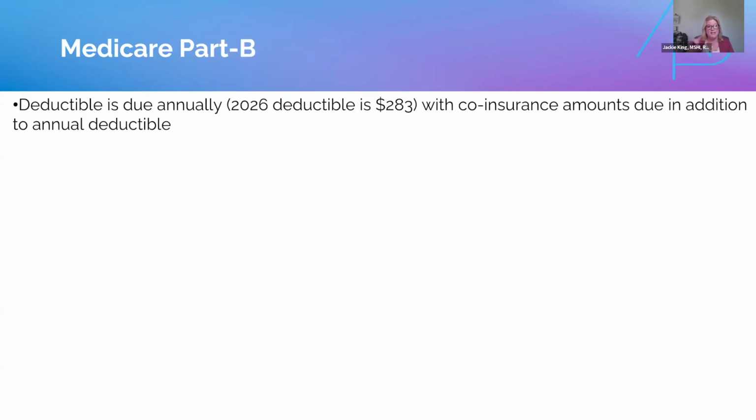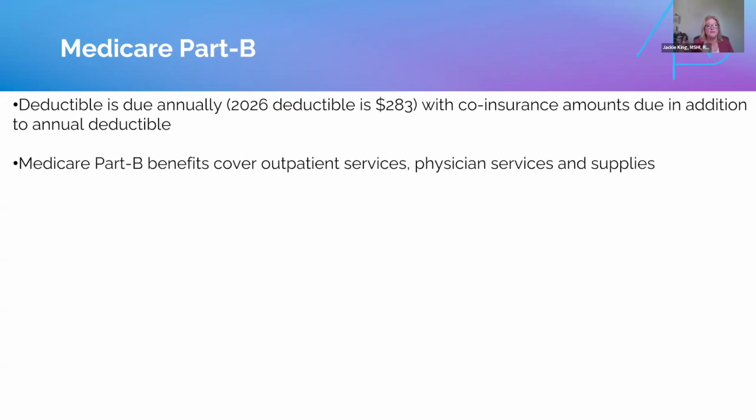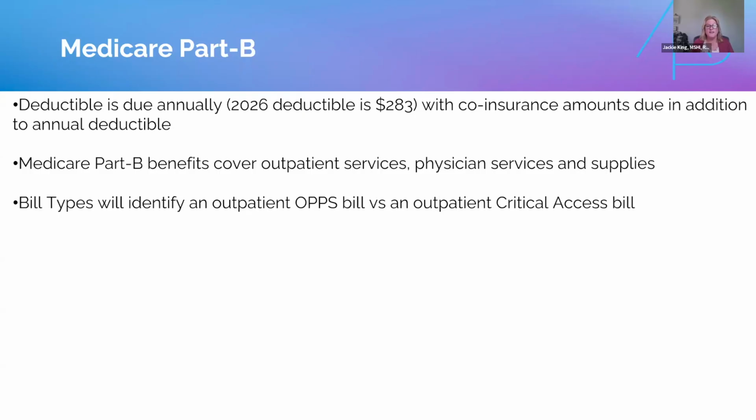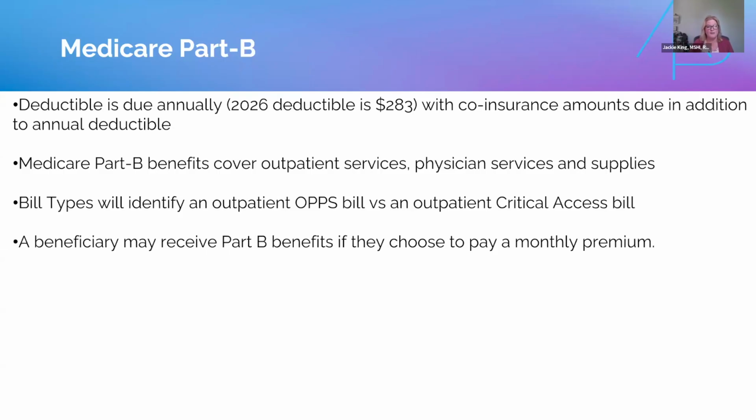Speaking of outpatient, Medicare Part B covers outpatient. There is truly an annual deductible. It's $283, but there are co-insurance amounts that will be due from the patient in addition, where there is no such thing for Part A. Again, outpatient services, doctor visits. When you send your bill from a critical access hospital, they're going to know you're critical access based off your bill type of an 085X versus a PPS. Kind of interesting. You have your own bill type.